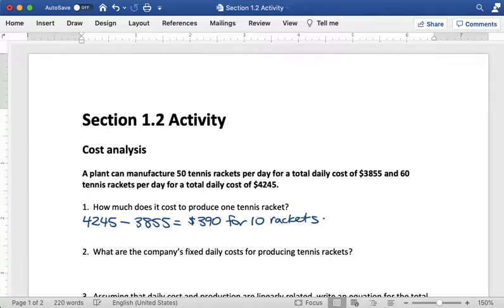And so what that means is that if I divide 390 by 10, then I find that the cost for one racket is $39. So $39 per racket.